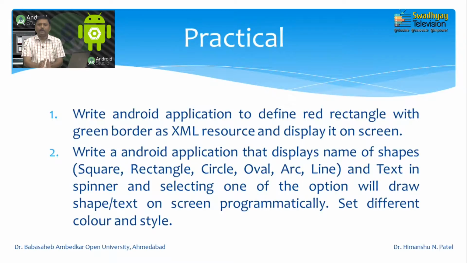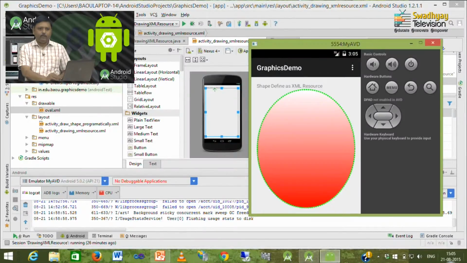So, let us start. Here on screen you can see our first application is running. Here we have used a gradient. So, there is a mix of red and white color, and you can see this border is a dotted line with green color. So, let us learn how to draw this.